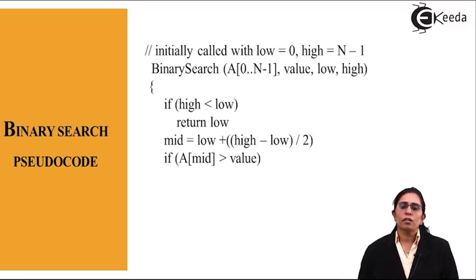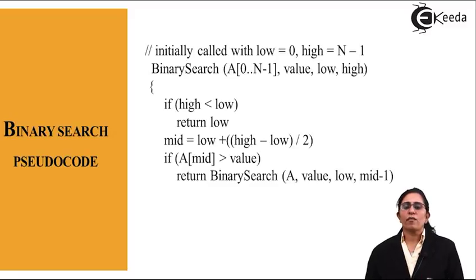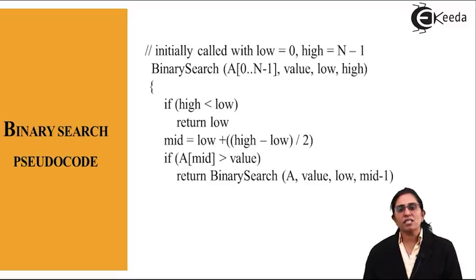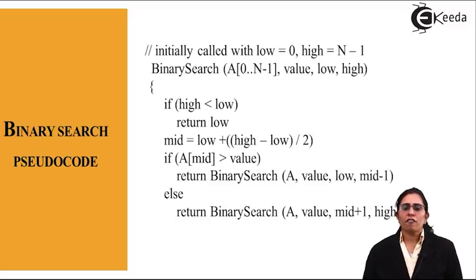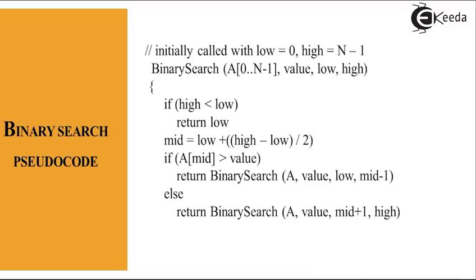greater than the value. Then we return the binary search and we say mid minus 1. That is, my value is less, it is on the lower side. So I recursively call this function binary search and we pass mid minus 1 as my high value. And in the else part, if my value is higher than my mid, then instead of low, I pass mid plus 1 and my high remains the same.